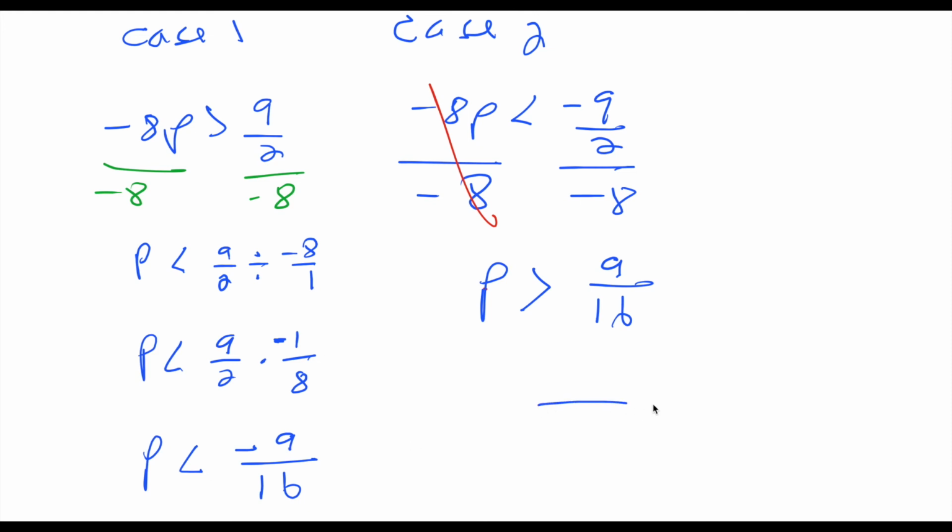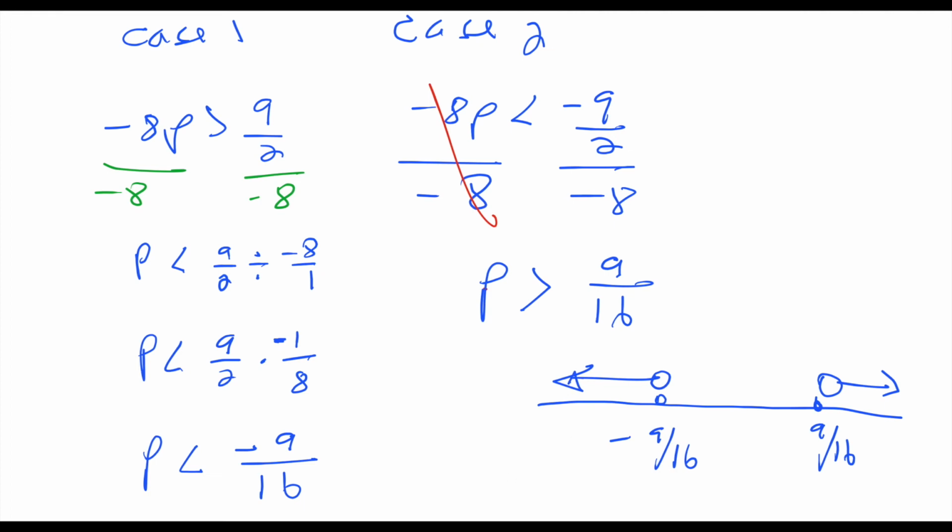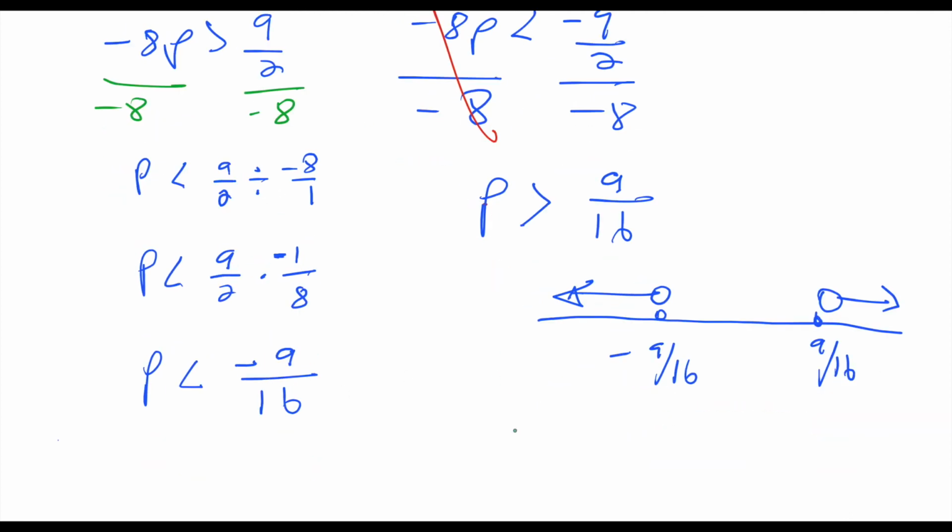Okay, let's put it on the number line. 9/16 and negative 9/16. And we have greater than that, so we're going bam, less than that, going like that. No, they're going opposite directions, right? So they're going away from each other, not towards each other, so it's an or situation. So then our answer is p is less than negative 9 over 16, or p is greater than 9 over 16.